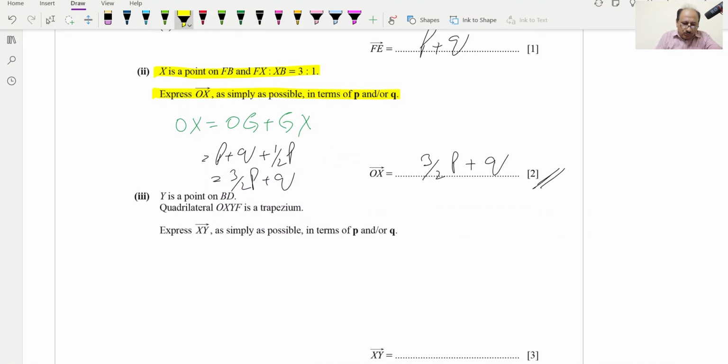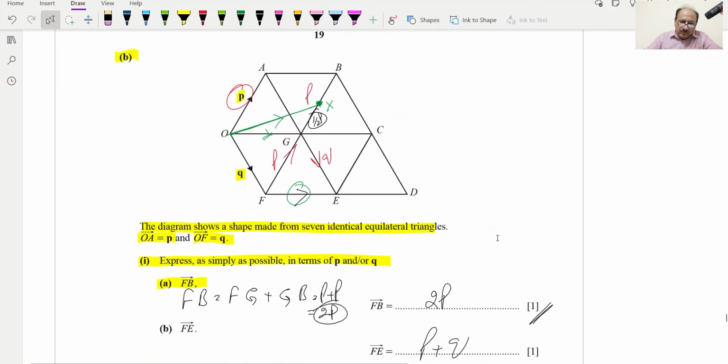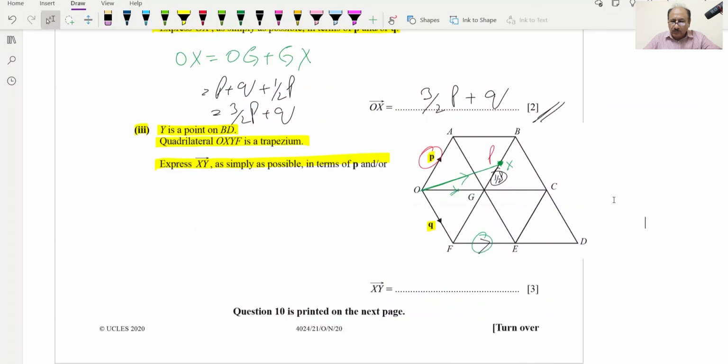Now we can go through the third part. Y is a point on BD, quadrilateral OXYF is a trapezium, and express XY as simply as possible in terms of P and or Q. So we have to basically express this. So what we can do, we can take this drawing. Again, I will copy this drawing. Okay, so I have copied this drawing over here, and we can have the explanation on this drawing.